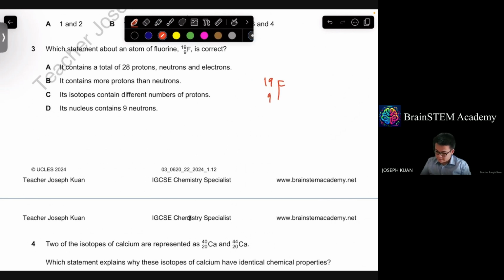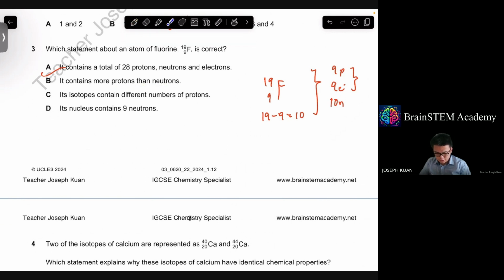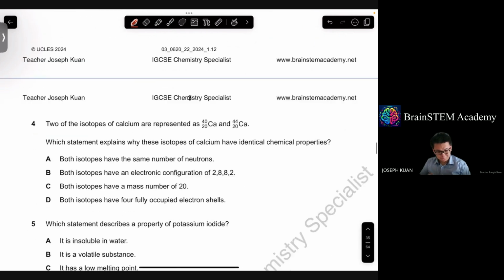Question number 3. Which statement about an atom of fluorine is correct? A fluorine atom has equal numbers of protons and electrons. It has 9 protons, 9 electrons, given that it's an atom, and also 10 neutrons. So in total, it has 28 protons, neutrons, and electrons. We can check the other options. It has more neutrons than protons. Its isotope should contain the same number of protons, and its nucleus contains 10 neutrons. So A is the answer.